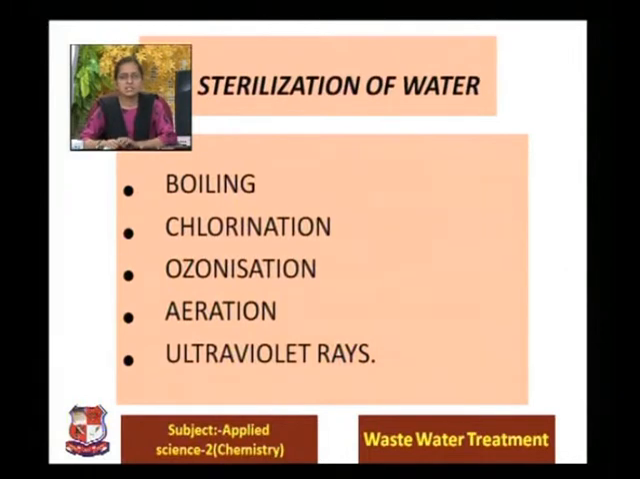You can see here sterilization of water. Let us try to understand what techniques are used to sterilize our water. You can see here boiling, chlorination, ozonation, aeration, and ultraviolet rays. These all are the techniques that are used to sterilize our water. Now let us try to understand the first process, that is the boiling process.